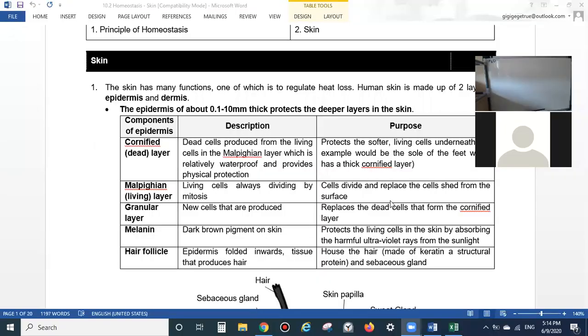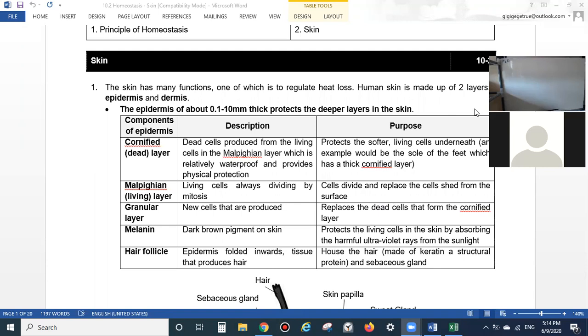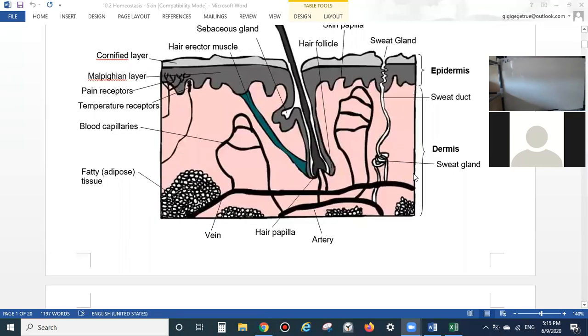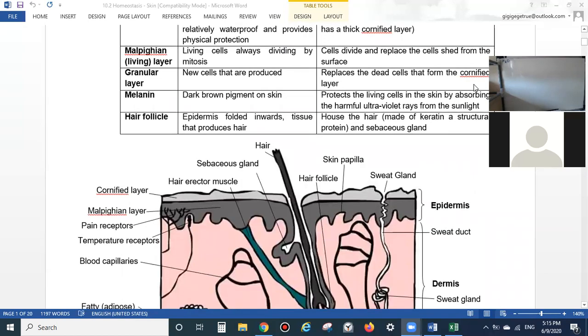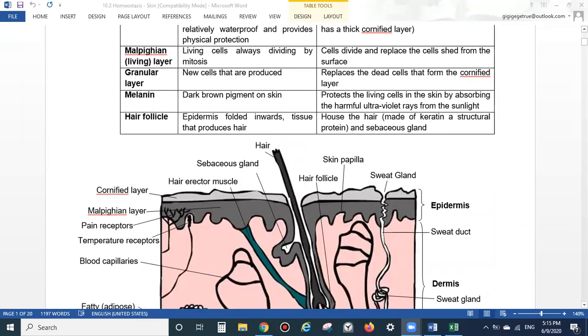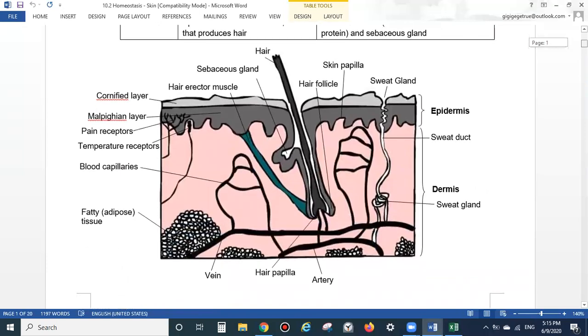Okay, let's take a look at skin. Here we have the anatomy of the skin. It is quite complicated over here, but we can dissect it into small parts so that it's easier to memorize. So you have the epidermis and the dermis. Epi here means outside of the dermis.